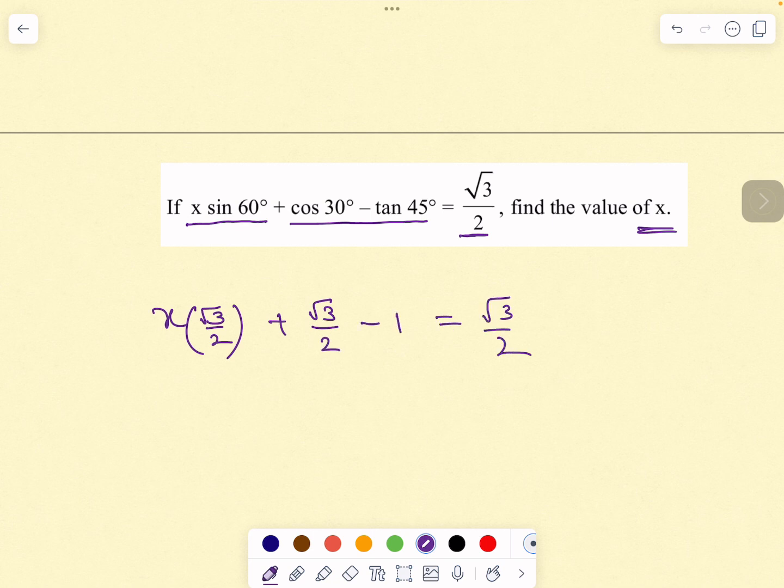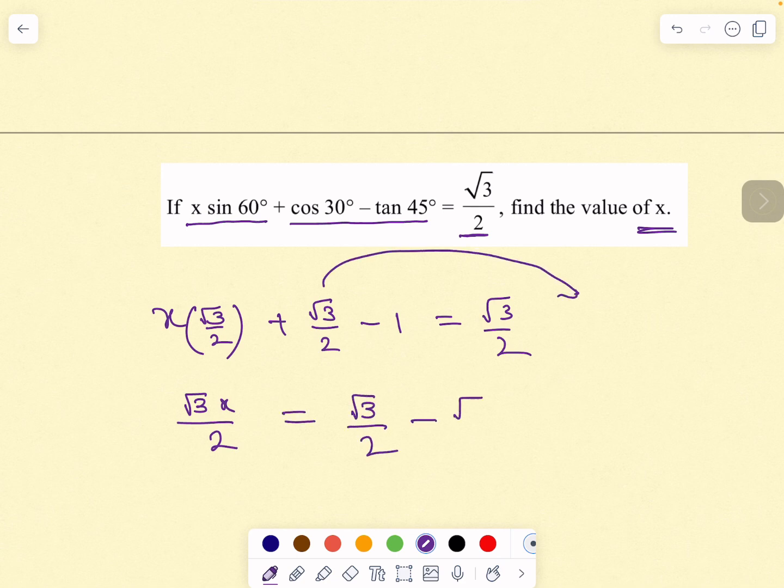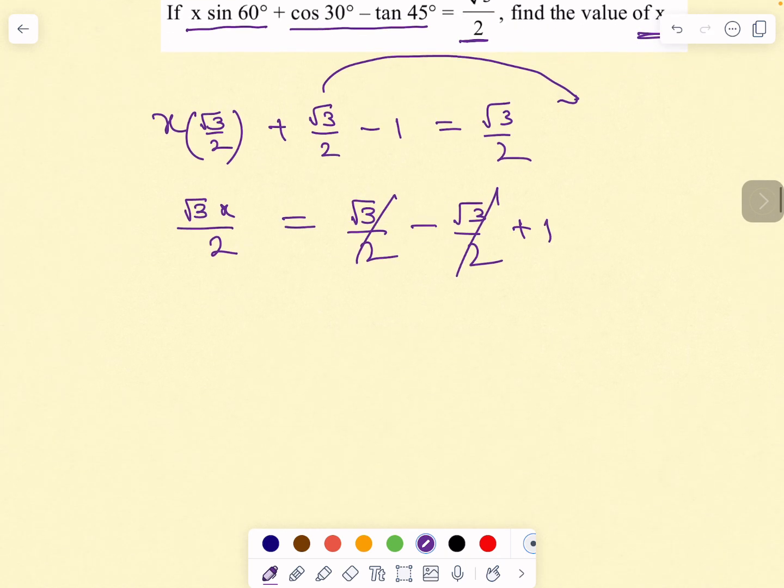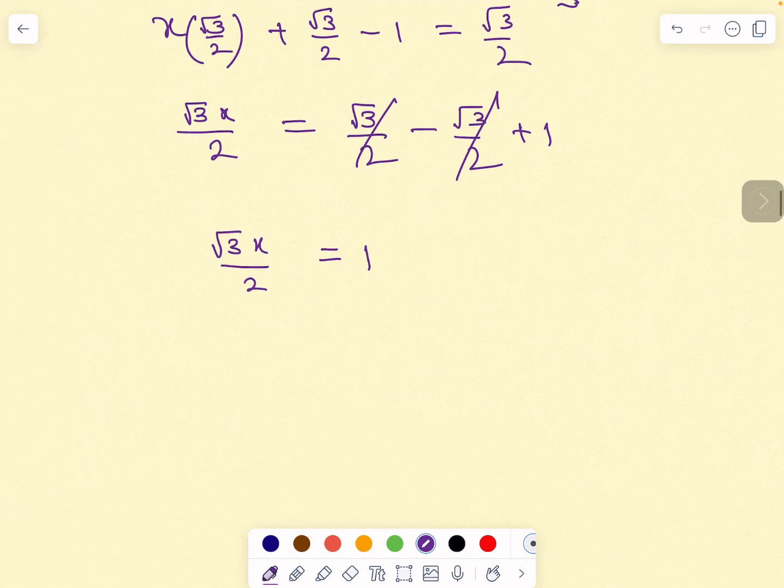Just substitute the values. So we get root 3 x by 2. This root 3 by 2, you take it to this side, it will become minus root 3 by 2. This minus 1 also you take to this side, so it will become plus 1. Root 3 by 2 and root 3 by 2 get cancelled. Then root 3 x by 2 is equal to 1.